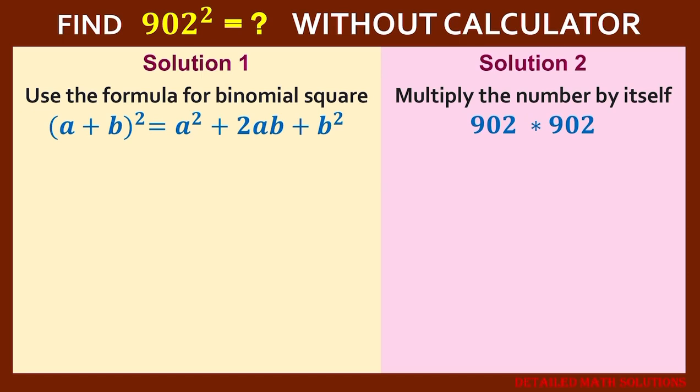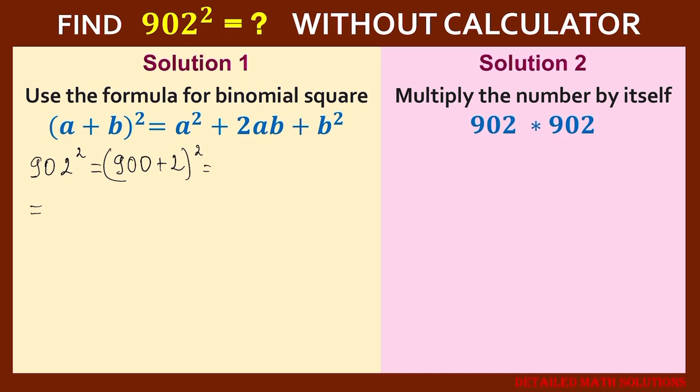In order for me to use the formula, I need to write the number 902 as a sum of two numbers. The numbers need to be such that the square of each is easy to find. For example, 902 equals (900 plus 2) in parentheses squared. This way, I can apply the formula for binomial square.